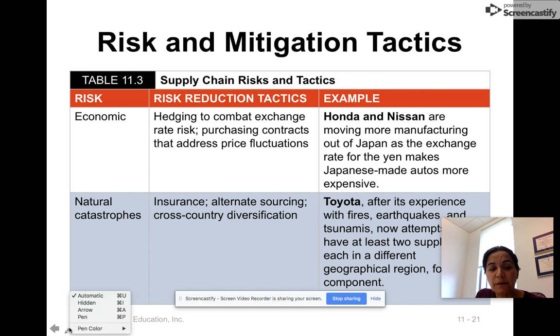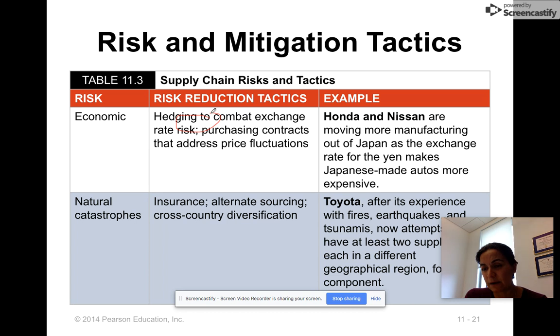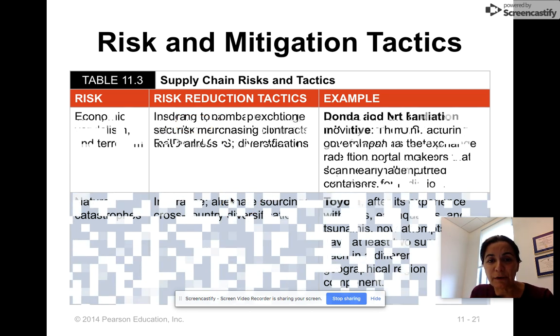Economic: here the risk is the fluctuation of the yen versus the dollar or euro. Honda and Nissan do hedging. They also move more and more manufacturing out of Japan so that they are less vulnerable to those risks. Natural catastrophe: alternate sourcing. Toyota again has a lot of their suppliers in different geographic regions to hedge against tsunamis and earthquakes in their home country of Japan.